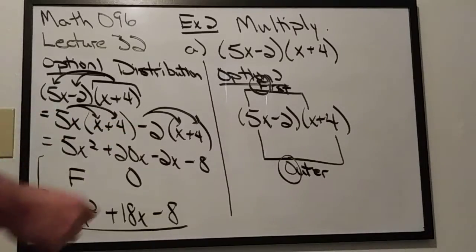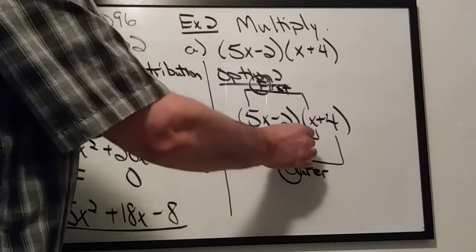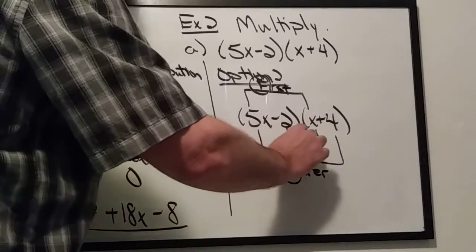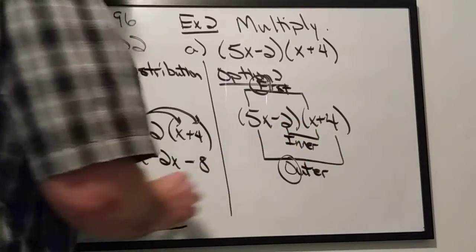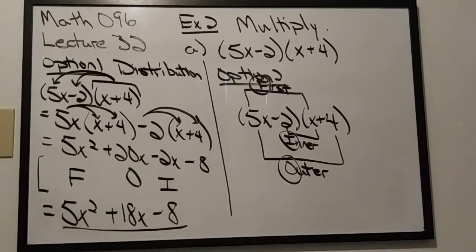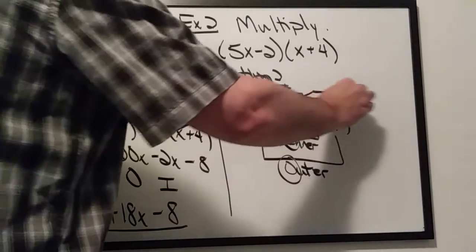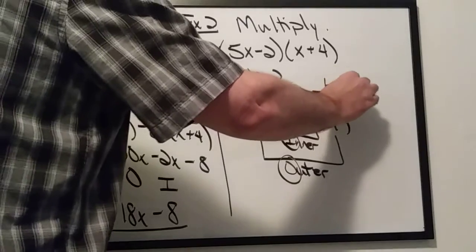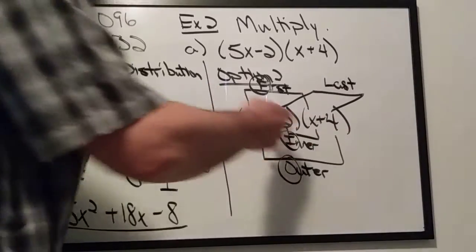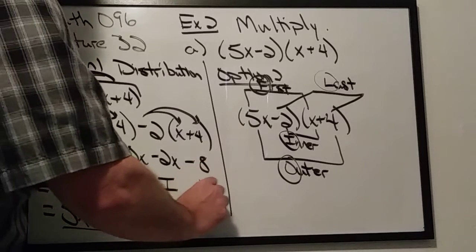The negative 2x then came from these two pieces, the negative 2 and the x. Well, if these are called the outer two terms, the negative 2 and the x are called the inner two terms. They're the ones that are right next door to each other inside the two polynomials. I'm going to circle the letter I and write an I over here. And then finally, my negative 8 came from the negative 2 and the positive 4. The negative 2 and the positive 4 are the last two terms. The negative 2 is the last term in my first binomial. The positive 4 is the last term in my second binomial. So I'm going to circle L and come over here and write that L.